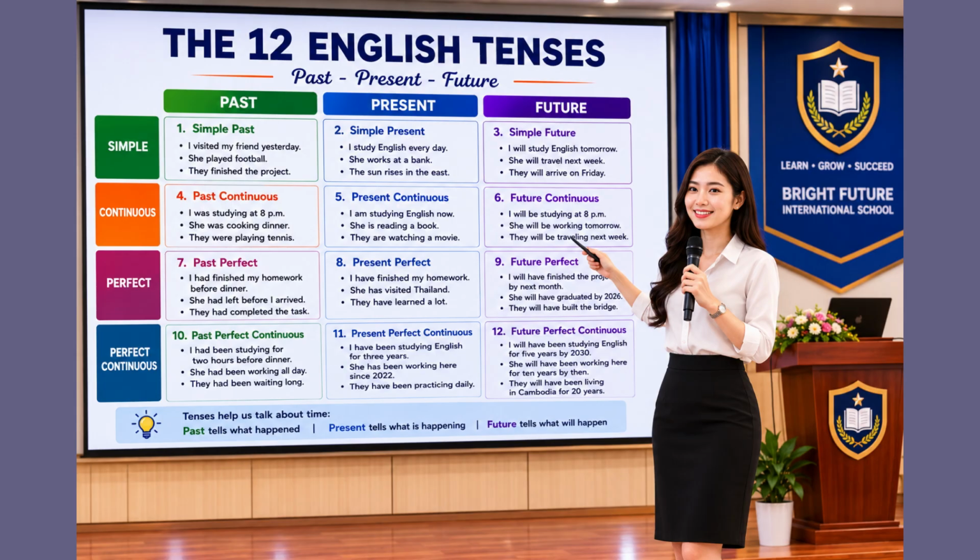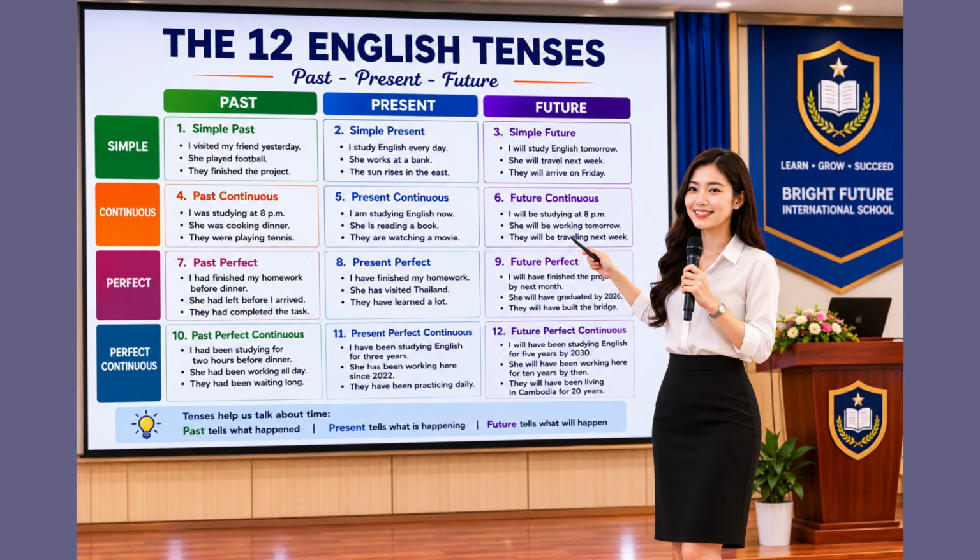4. Present perfect continuous tense. The present perfect continuous tense describes actions that started in the past and continue until now. Structure: subject plus has/have been plus verb ing. Examples: I have been studying English for 3 years. She has been working here since 2022. They have been playing football all afternoon. We have been waiting for an hour.